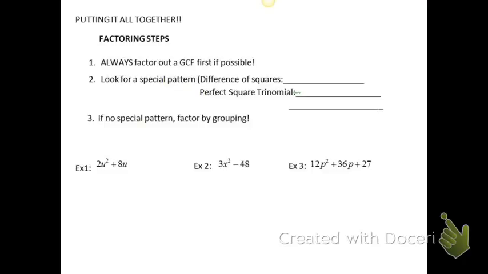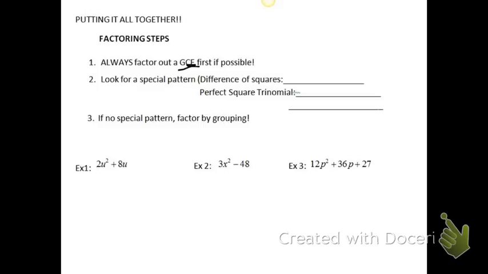So finally, we're going to do one last short video that puts together all of the steps of factoring that we talked about in the last few videos, so that when you get any type of quadratic and you need to factor it, you follow the following steps. First, always factor out a greatest common factor if it's possible. That may not be possible, but you always try to look for a GCF and get rid of that guy first. Then, step 2, look for a special pattern.